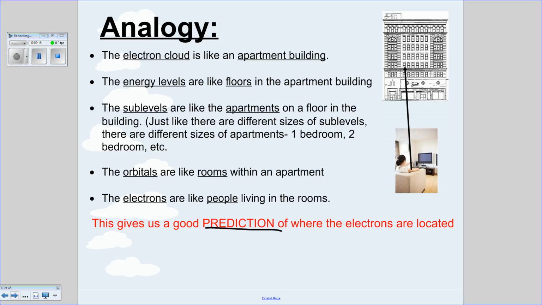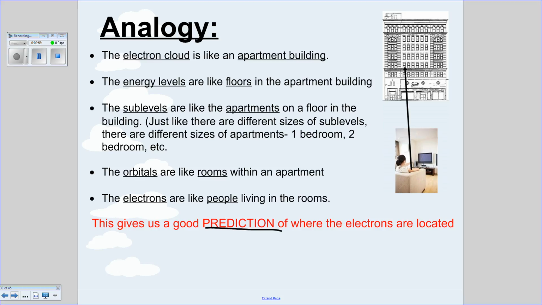The same thing is true for electrons. You have to give specific details, almost like an address of where the electron is probably going to be. So our energy levels are like the floors in the apartment building: ground floor, first floor, second floor, third floor, etc. Then, going one more specific, the sublevels are the apartments on the floor of that building. S, P, D, and F would be like the 1-bedroom, the 2-bedroom, the 3-bedroom, or the 4-bedroom apartments. Then your orbitals within the sublevel are the rooms within that apartment: kitchen, bathroom, bedroom, closet, etc. And the electrons are the people living in the rooms.